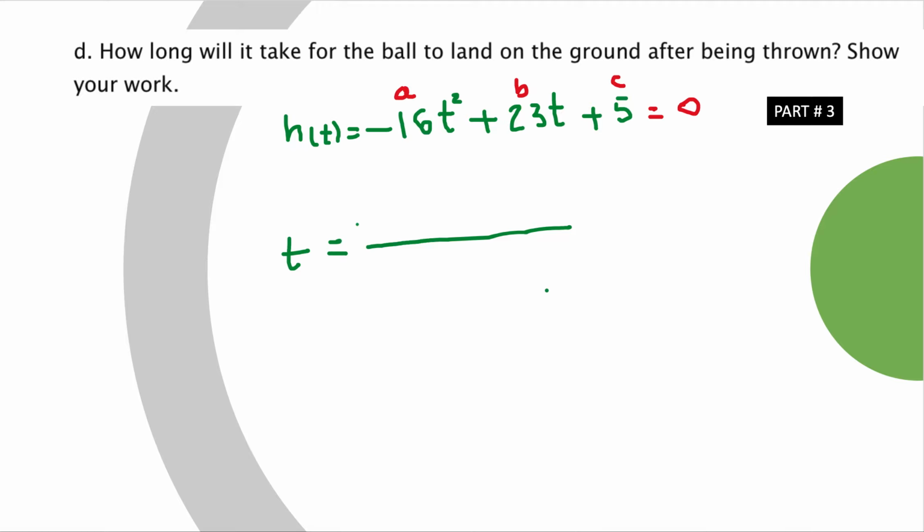Minus b, which is minus 23, plus or minus the square root of 23 squared, minus 4 times a, which is minus 16, times c, which is 5, and divided by 2 times a, 2 times minus 16, which is minus 32.